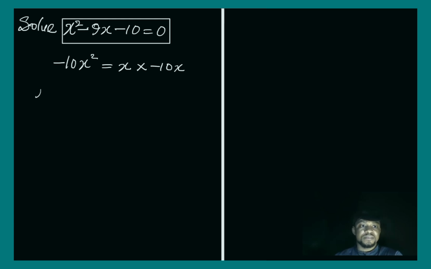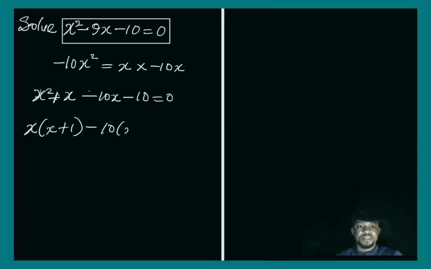So I'll now have x squared plus x minus 10x minus 10 equals 0. So once we have this, we can now factorize. Taking away x from this, we have x plus 1. Now minus 10, if you take away 10 from this, we're going to have minus 10 into x plus 1. So I'm going to say x minus 10 into x plus 1 equals 0.